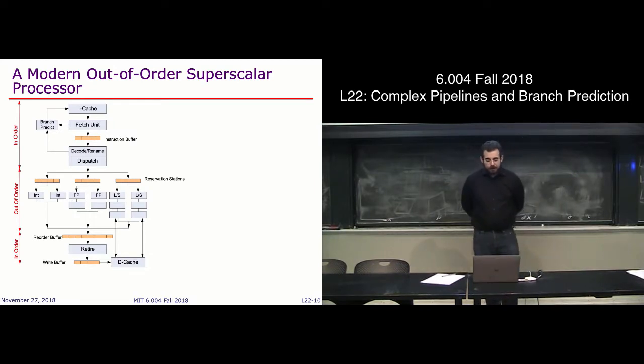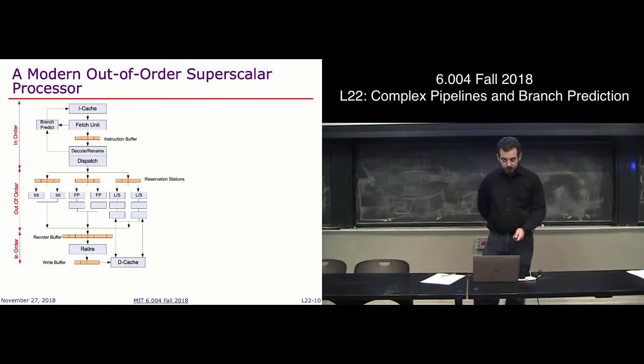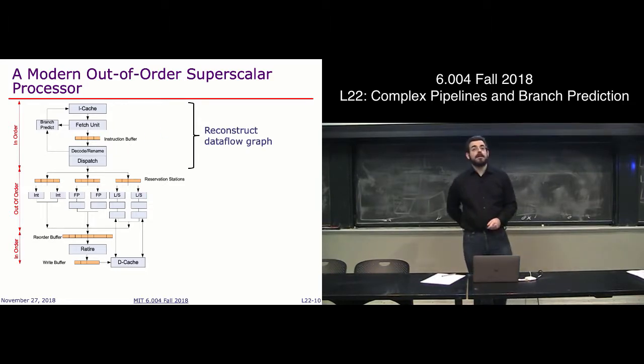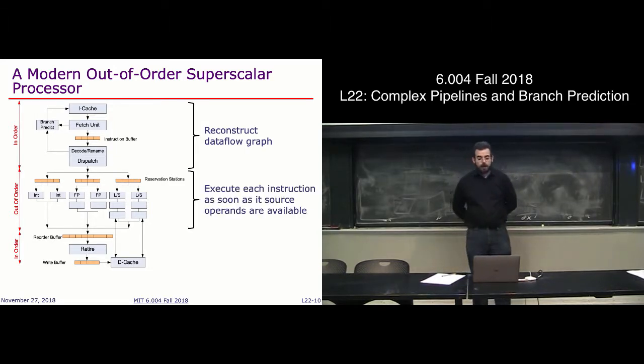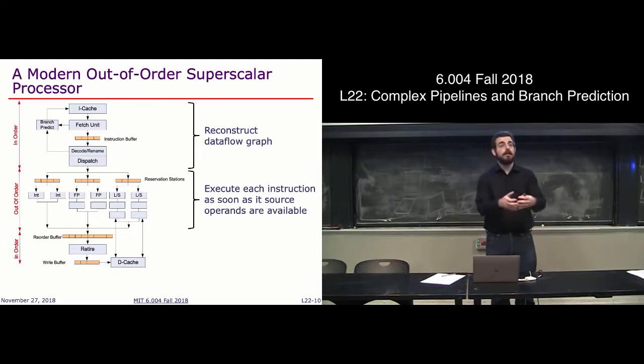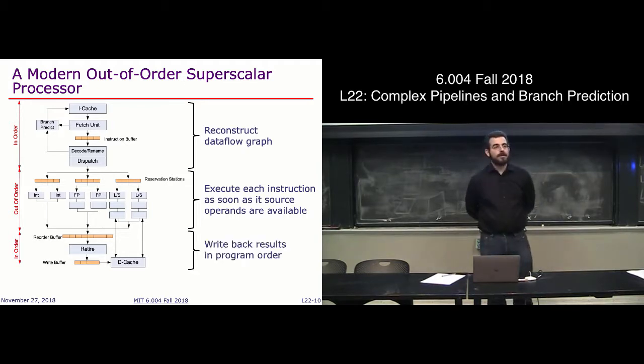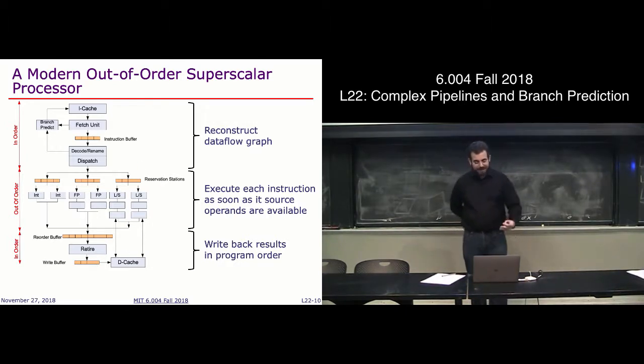Here's how it all looks if you put all of these techniques together. You have lots of different stages, with 3 or 4 instructions per stage. There's a first part of the processor that fetches instructions in order and decodes them in order, and then it reconstructs this data flow graph that stores all the dependencies between instructions. Then we have an out-of-order execution phase, where we execute instructions using different functional units as soon as their source operands are available. Finally, we write back the results into the register file or into memory in program order. So we have this last stage that does all the writes in order.